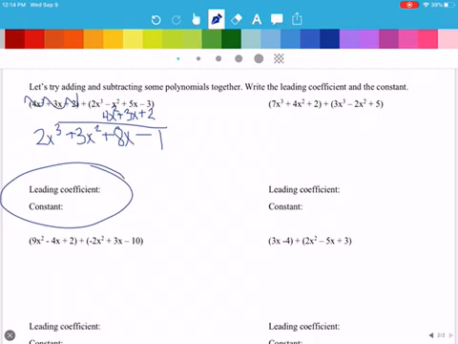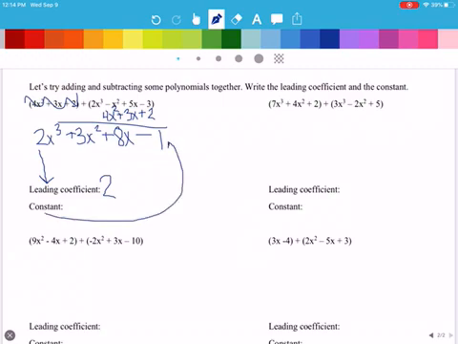Now we have 2 questions underneath to answer. It wants to know what the leading coefficient is. And remember that comes from that 2 because it's the coefficient of the highest exponent. And our constant is that number that's always by itself. It's usually at the end. So in this case, it is a negative 1. Go ahead and practice those other addition problems and identifying your leading coefficient and your constant. Let me know if you need help. Pause here before we move on to subtraction.